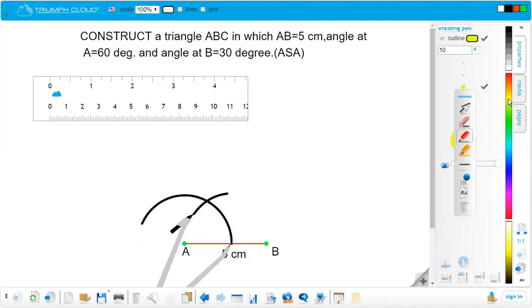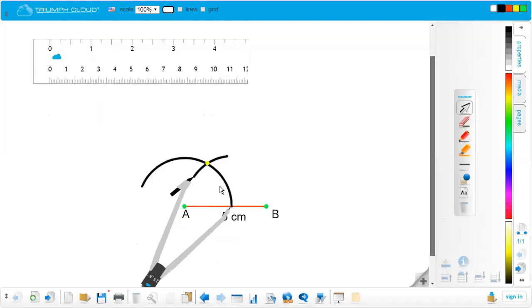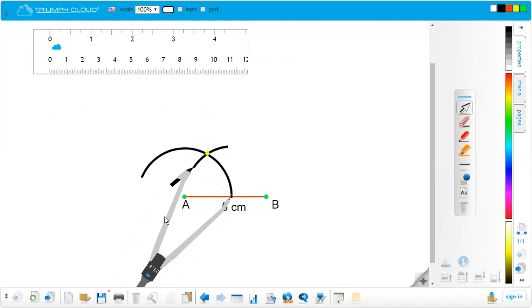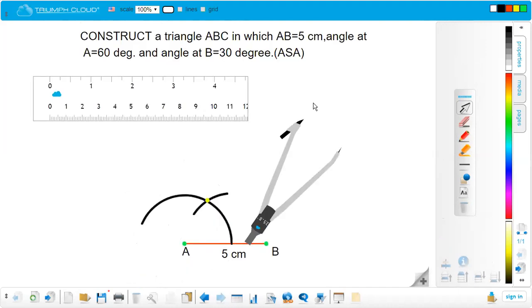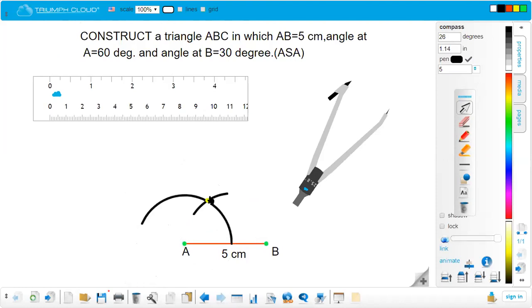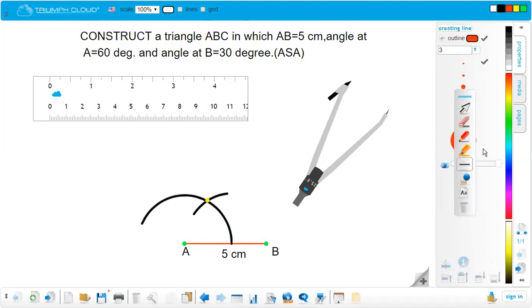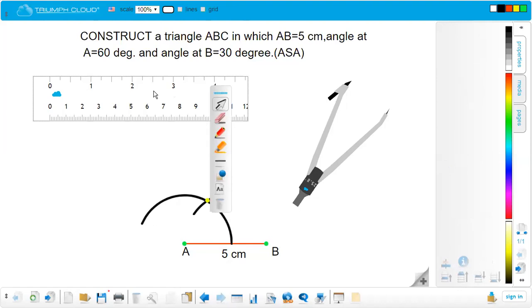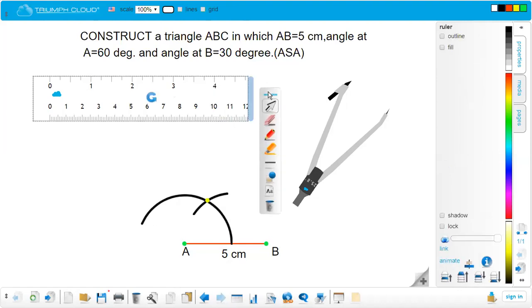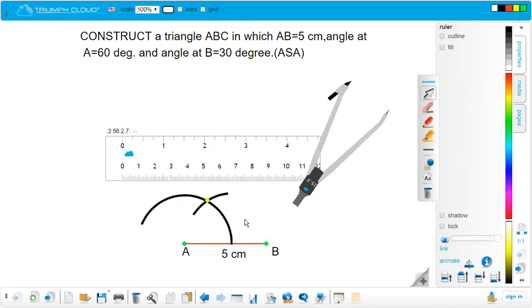Let me mark the point of the intersection, this point, and let's join these 2 points, this point and point A. Okay, let me remove this compass. Let's join these 2 points A and this point, and there will be an angle of 60 degree at the point A. While joining you can use the scale for the straight line. If you use the scale, then the line will be very straight.